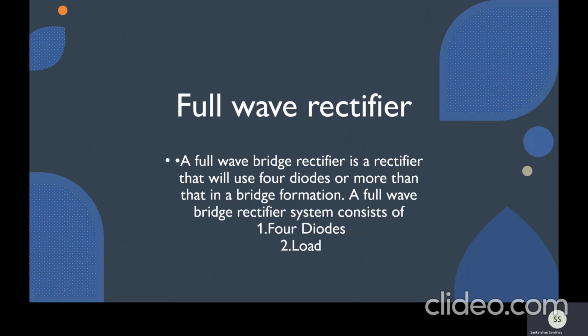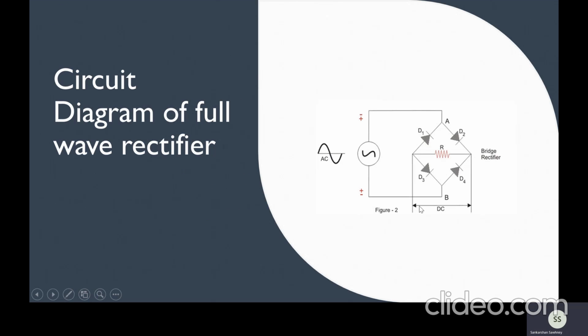Now the second complex circuit is the full wave rectifier. A full wave bridge rectifier is a rectifier that uses 4 diodes in a bridge formation. A full wave rectifier consists of 4 diodes and a load. This is the circuit diagram of a full wave rectifier. As you can see, it contains 4 diodes and one load. Here in this case it is a resistor.